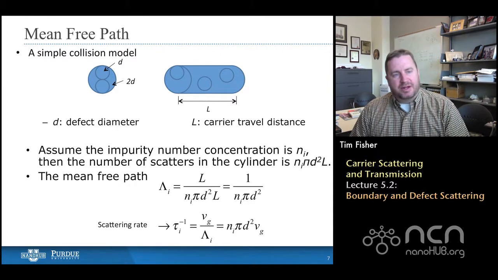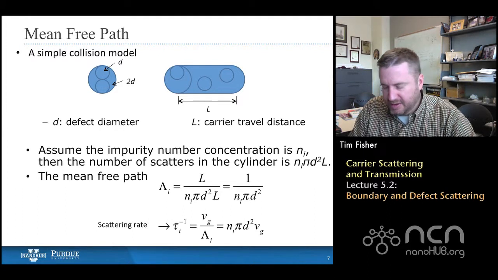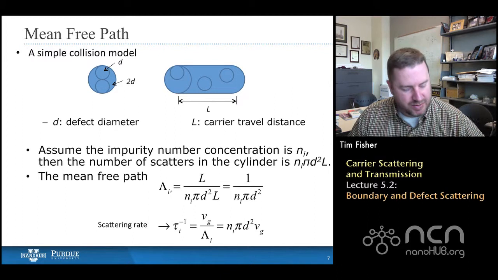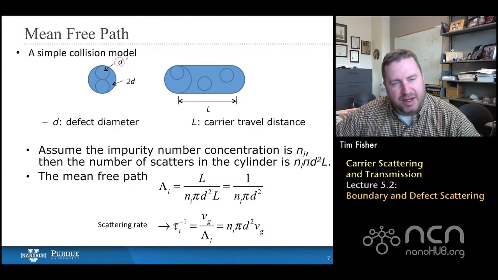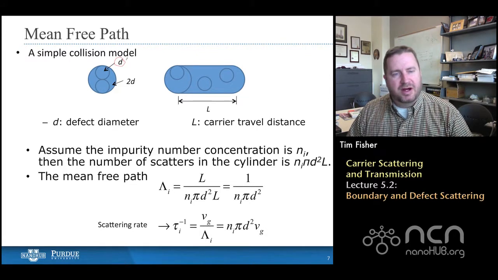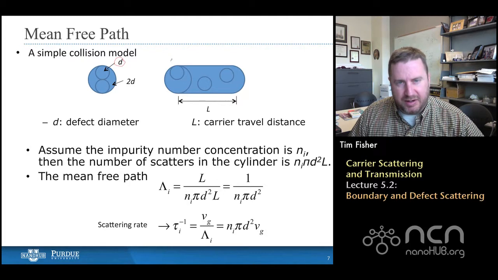So I want to talk a little bit about a very simple collision model. Let's say that I had a defect region with a diameter of d here. That's what we're showing on top. I form a cylinder in my material, and I'll just look down that cylinder and put other defects along the way according to the density of those defects, which is something generally we can measure. And we're interested in transport from left to right, going in this direction.